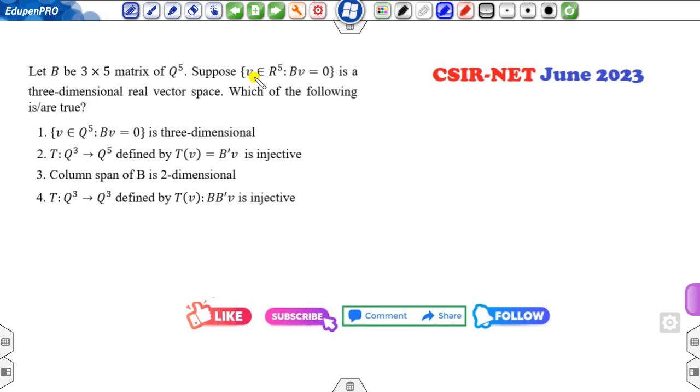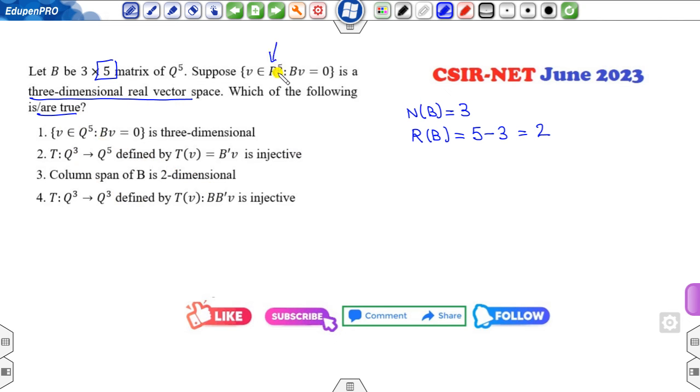B is a 3 cross 5 matrix such that this is my 3-dimensional. So that means the nullity of B is 3. Can you find the rank of B? Number of the column vectors minus nullity, that is my 2. Which of the following statements is or are true?